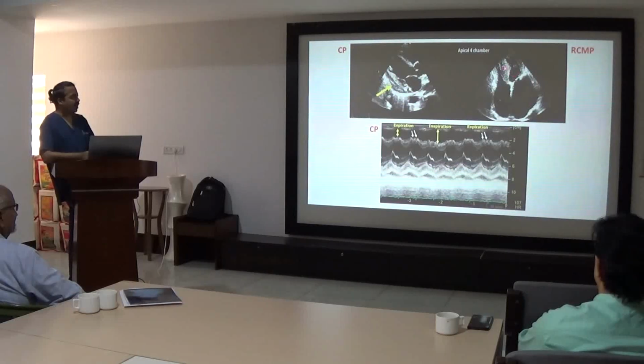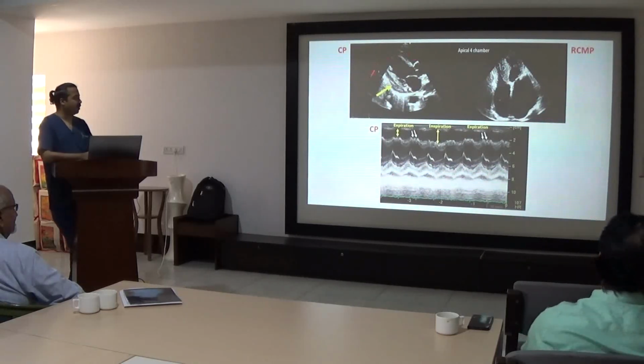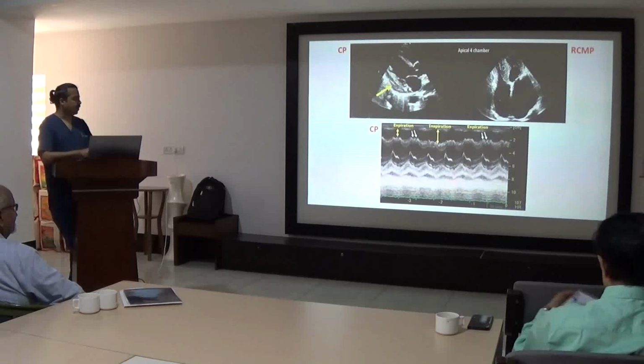While LV and RV remain either normal or smaller in size. And if you look at the septal thickness, it is definitely much more as compared to normal. Look at the septal thickness here, and this is septal thickness. So this is typical of restrictive cardiomyopathy. This is typical of constrictive pericarditis.